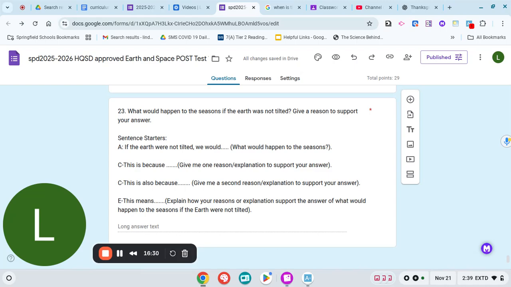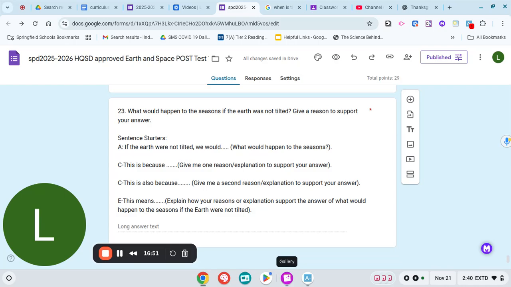23, what would happen to the seasons if the Earth was not tilted? Give a reason to support your answer. You are saying, if, what would happen to the seasons if the Earth was not tilted? Give a reason to support your answer.